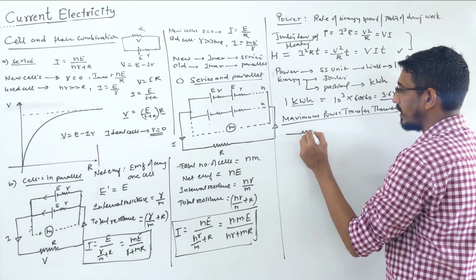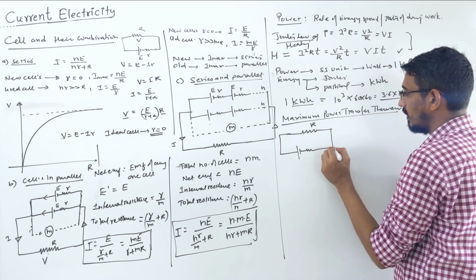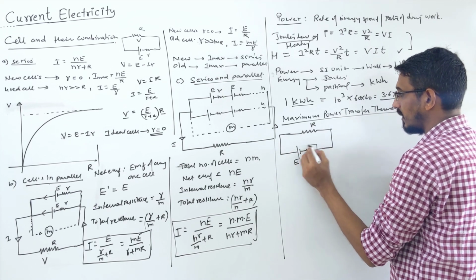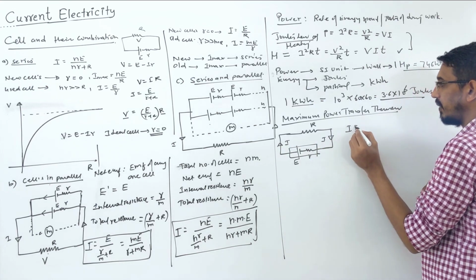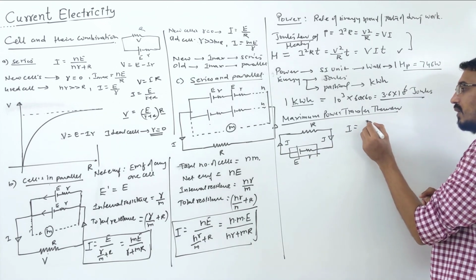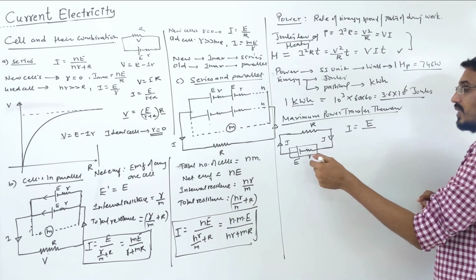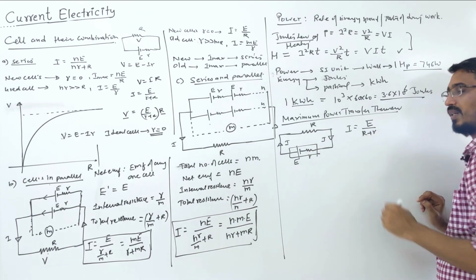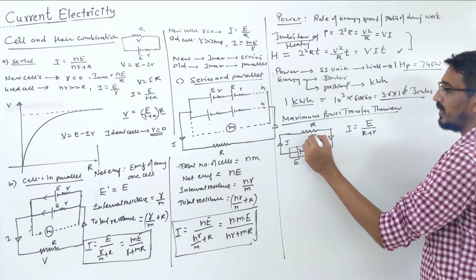Let me draw the same circuit again. This is an external resistance R connected to some cell, and the cell has EMF E and internal resistance r. Right now some current I is flowing here. So what is the current I flowing here? Obviously the current will be net EMF E divided by the total resistance, R plus r. This is your current, right? So we are trying to calculate the power consumed by this resistance.